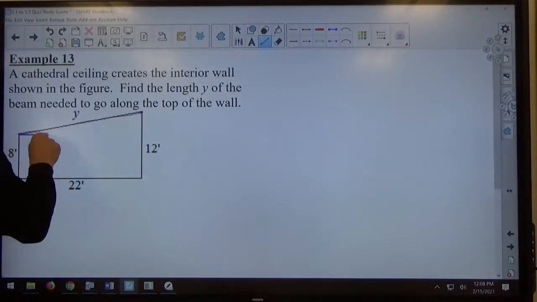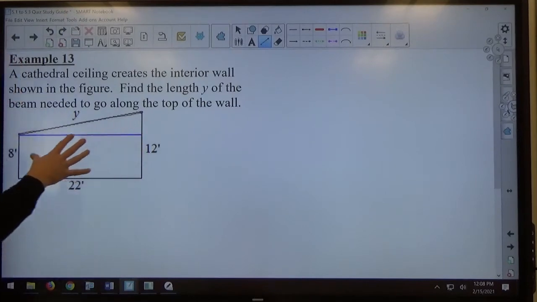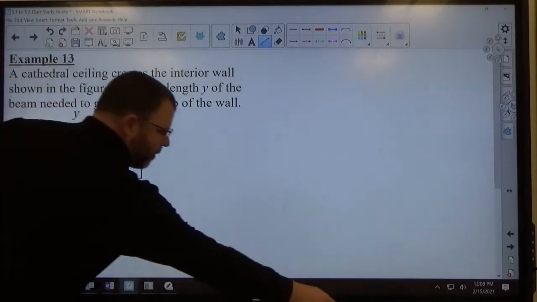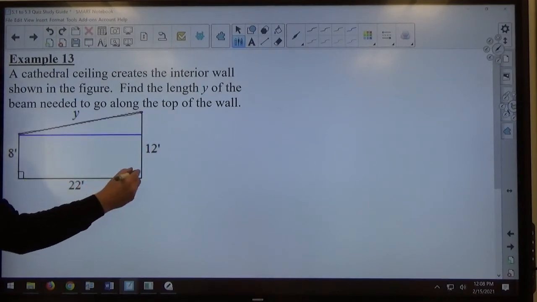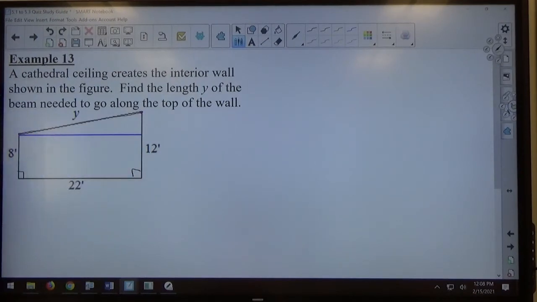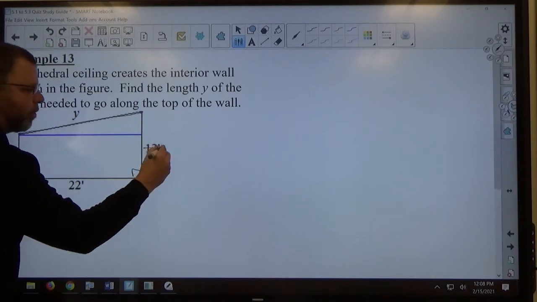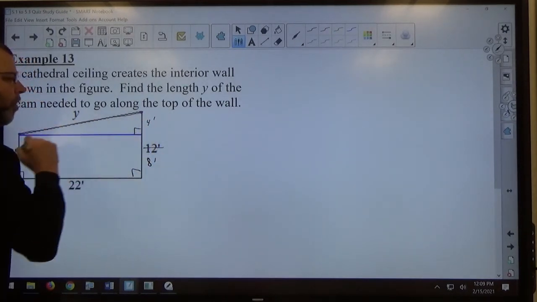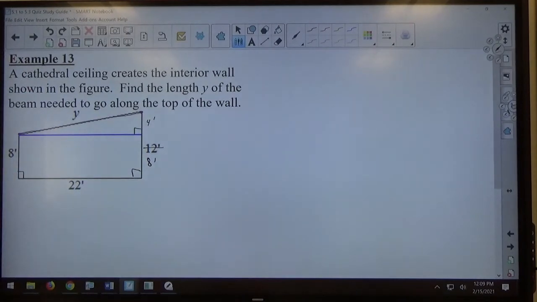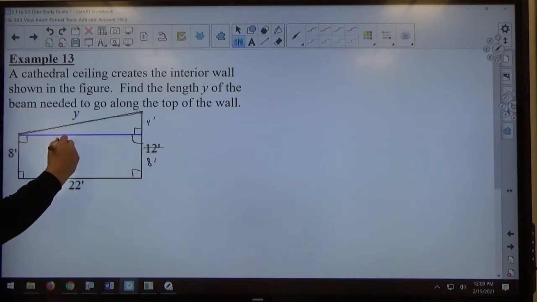If I consider this horizontal line, creating this rectangle here, we're going to assume it's a well-built house, so this is a right angle down here, this is a right angle over here. That's 8 feet there, which means this 12 feet is split into 8 feet there and 4 feet here. This is also a right angle. And then the bottom figure here, right angle, right angle, right angle, right angle, makes it a rectangle, which means opposite sides are congruent. So 8 feet, 8 feet, 22 feet, 22 feet.